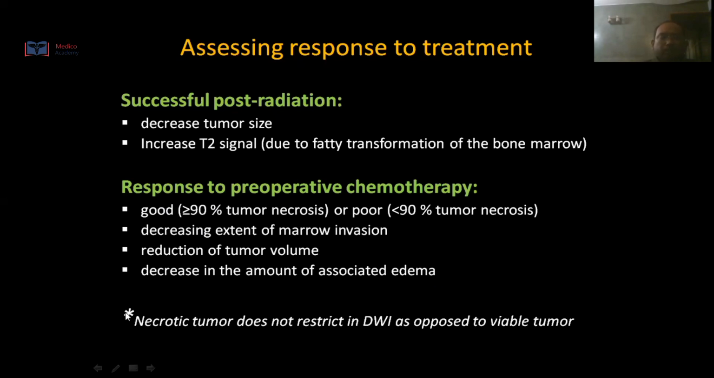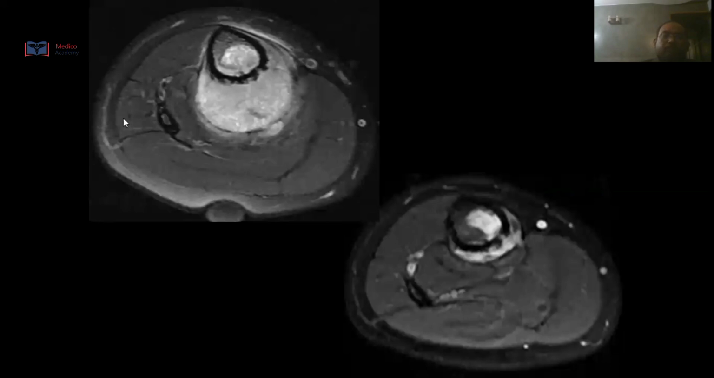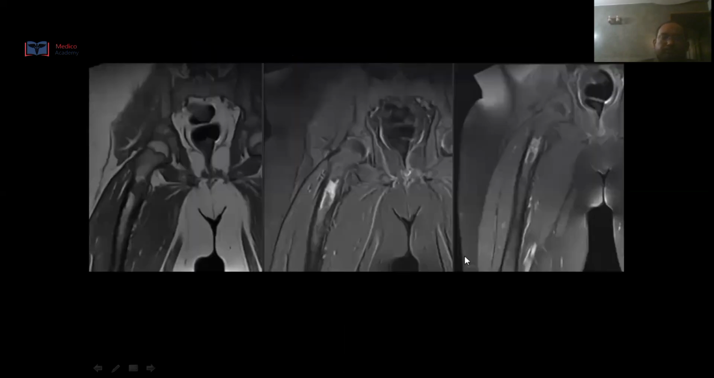I would like to emphasize that the necrotic tumor does not restrict in diffusion as opposed to the viable tumor. So this will be assessed in the diffusion weighted imaging. This is an example of the pre-treatment. This is a post-treatment image. We are able to see a large soft tissue component of the lesion, which has significantly decreased in the post-treatment imaging, which says that there is a good response to the treatment.